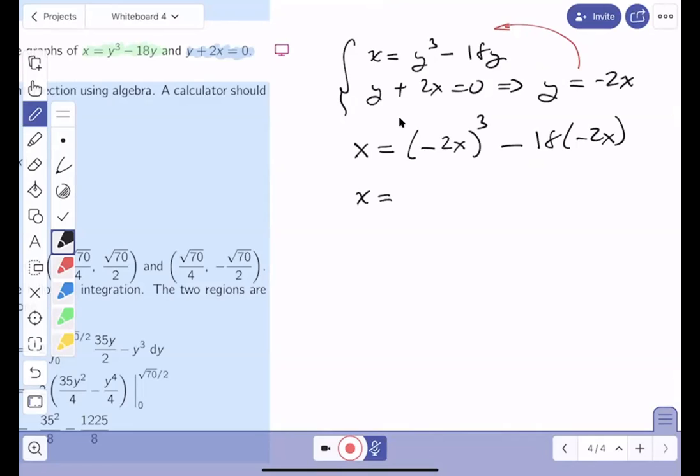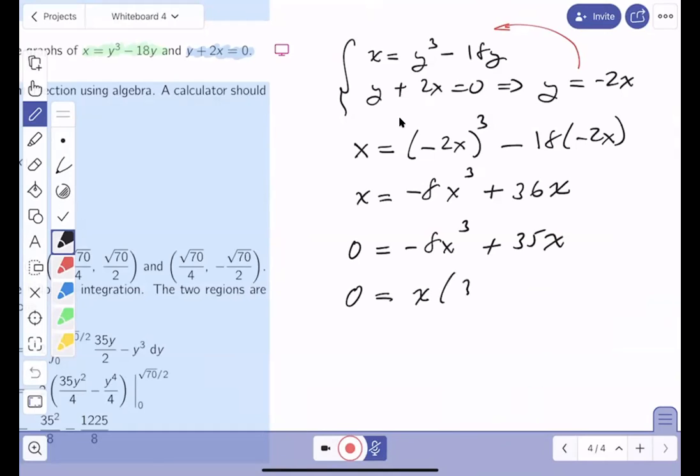All right, now I want to kind of guarantee that I really do believe things are going to work out really nicely for you if you try. And what do you get over there? Well, you get minus 8x cubed plus 36x. All right, looks pretty tough, doesn't it? It's going to be 0 equals minus 8x cubed plus 35x. All right, and let's keep going. And let's take a look. I got 0 equals, I'm going to factor an x out, and you get 35 minus 8x squared.